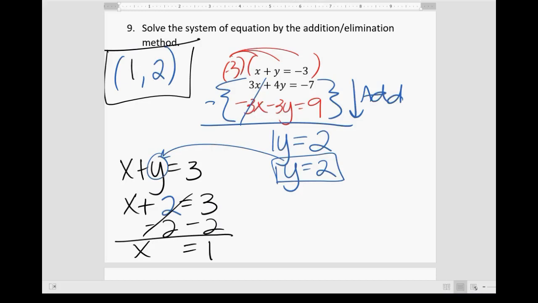So I would have missed this problem, not because I don't know the steps, but because I just wrote the wrong thing. This equation is x plus y equals -3. I wrote x plus y equals 3. That's -3. So that means that when I subtract 2 here, I should get -5, not +1. So my system solution is -5, 2. Very good catch. Thank you so much for that.